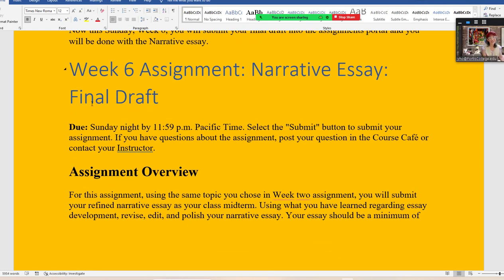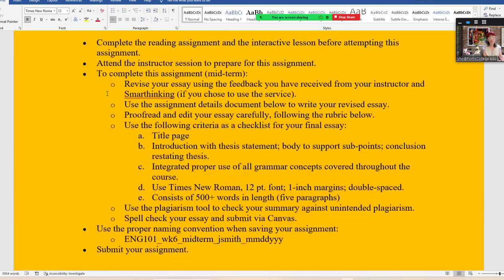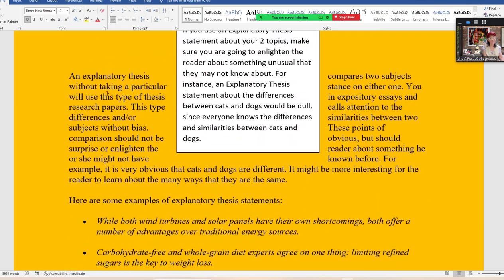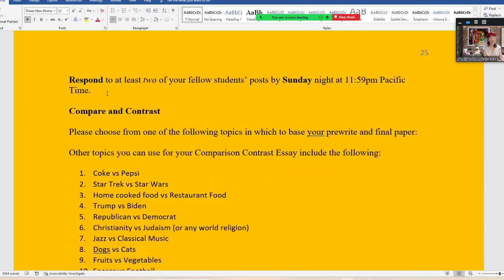So for the week 6 assignment, this week you have your midterm, and it counts as your midterm, just like week 12 will count as your final exam. So weeks 6 and 12. Do you have any questions at all about any of this? Because I will let you read all of this and study all of this on your own.